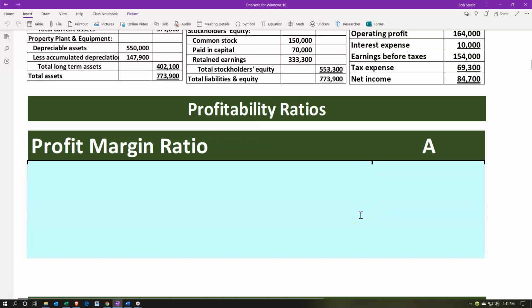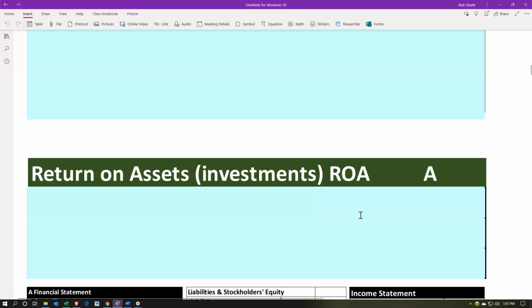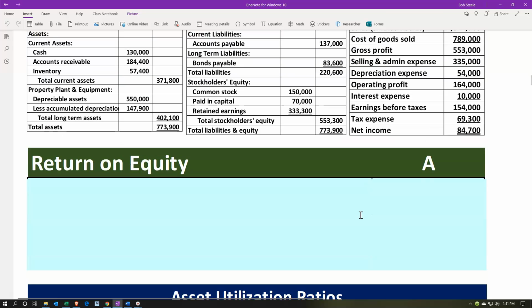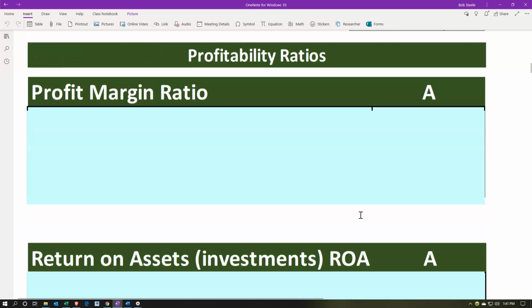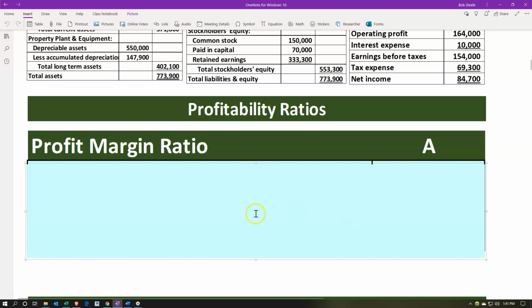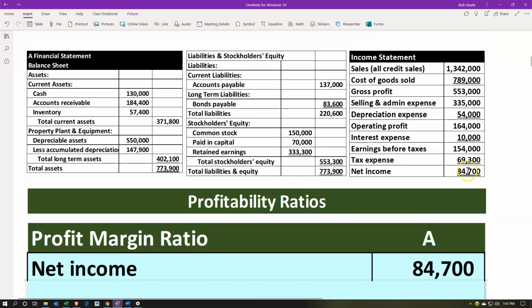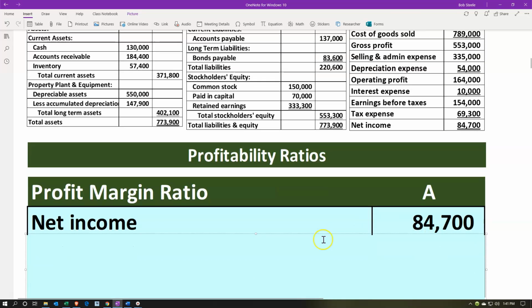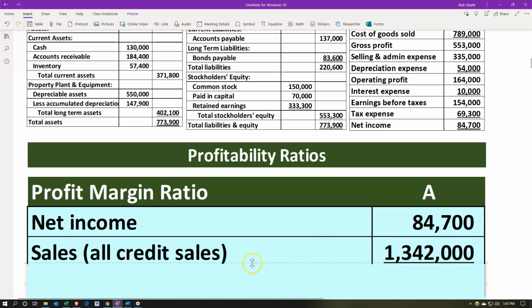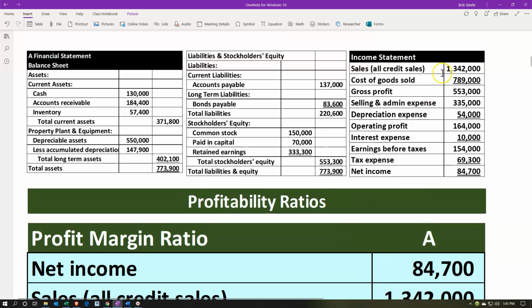These are going to include the profit margin ratio, the return on assets or ROA, and the return on equity. So scrolling back up, we're going to start off with the profit margin ratio. Profit margin ratio is going to be the net income statement number taken from the performance statement here. Bottom line number divided by the top line number, sales.